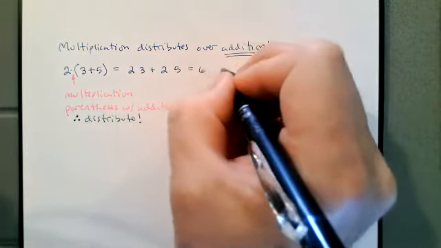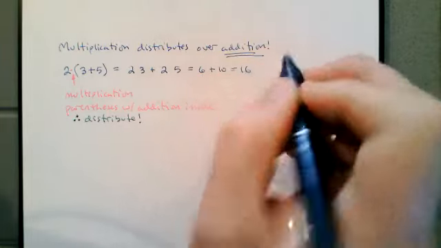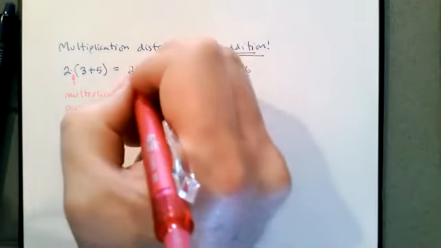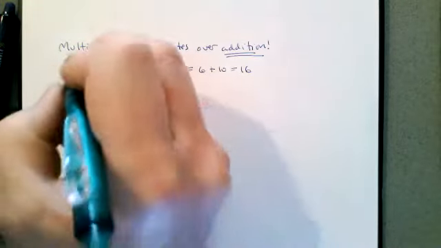2 times 3 is 6, plus 2 times 5 is 10, or 16. So I can use the distributive property, because multiplication distributes over addition.